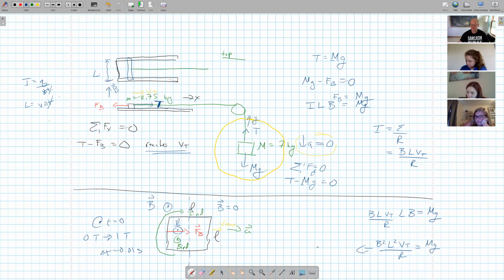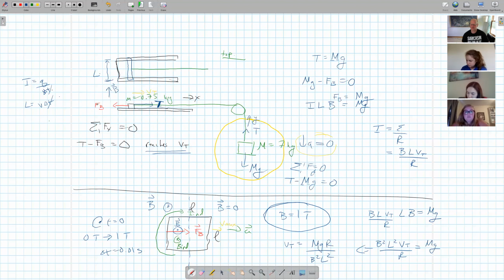Okay. So this now tells me that the terminal velocity is equal to m times g times the resistance divided by B squared times L squared. Well, that makes more sense. Now we don't have to worry about the charge. So good. Let's take B equal to 1 Tesla, which means this number is going to be slightly wrong because I don't remember what number I used. But okay.